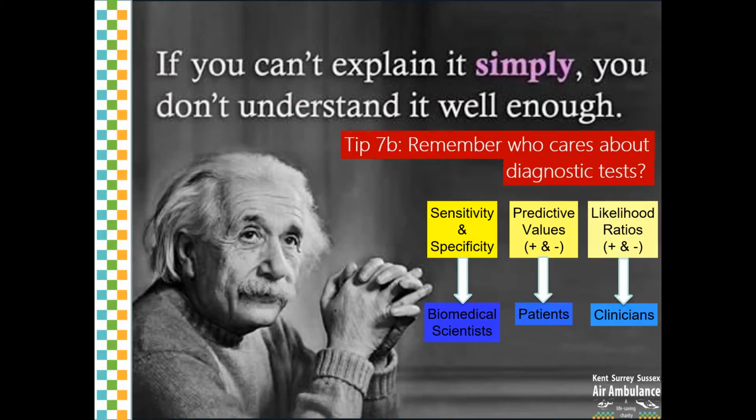So, for example, I examined them, I took the history, I didn't really think they were having a myocardial infarction, but their troponin is slightly raised. Does that mean they have acute myocardial infarction? And so what we're interested in is the likelihood ratio of the test, because we combine the likelihood ratio with how probable we thought disease was before we did the test to come up with an idea about how probable we think there is disease after we've done the test.